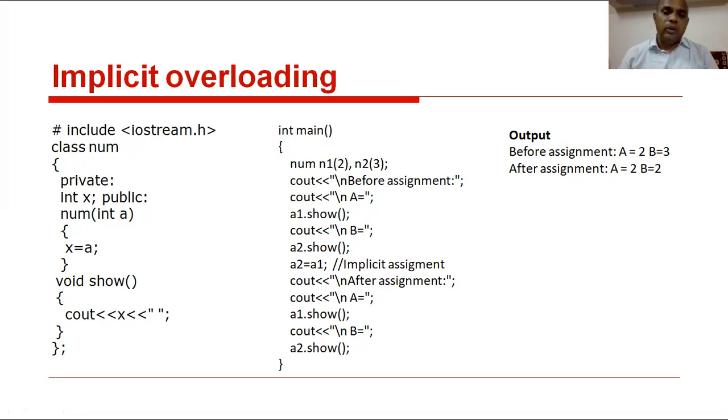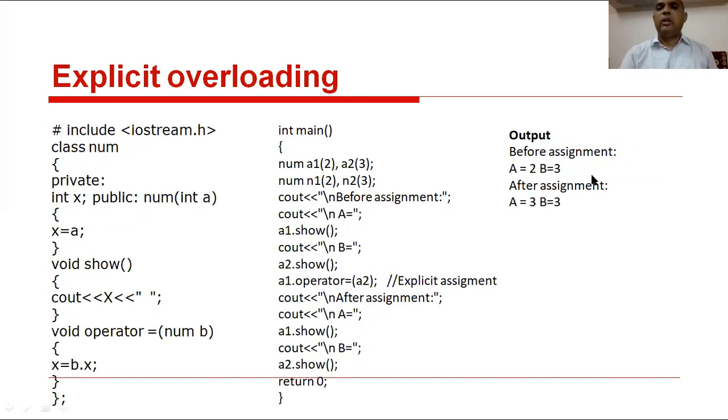Simply in this example, all the A1 values are assigned into A2. Equal to is an assignment overloading operator. Then here A2 equal to A1, this operator equal to can call this function num of integer A. Clear? Then x equal to A, like that. So next one, implicit assignment, and after assignment, these are the values. Before assignment, A equal to 3 and B equal to 2. After assignment, B equal to 3 and A is also 3.